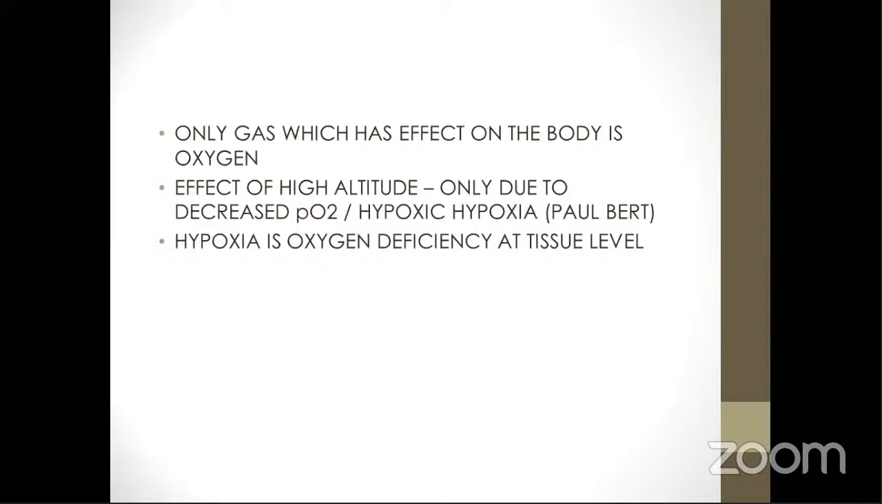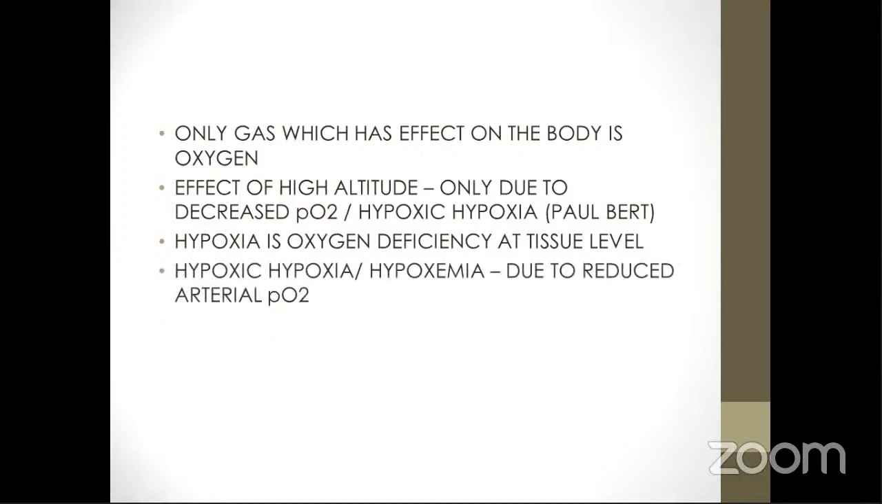Hypoxia is oxygen deficiency at tissue level. But what is hypoxic hypoxia? Hypoxic hypoxia, also known as hypoxemia, is due to reduced arterial PO2, the partial pressure of oxygen. Hypoxia can be due to different causes, and one cause is hypoxic hypoxia or hypoxemia, usually seen at high altitude, due to reduced arterial partial pressure of oxygen.